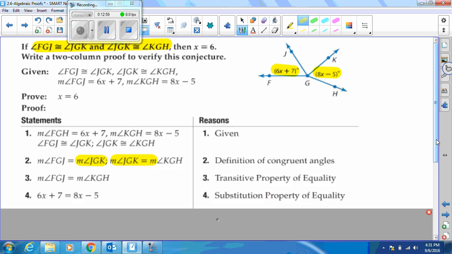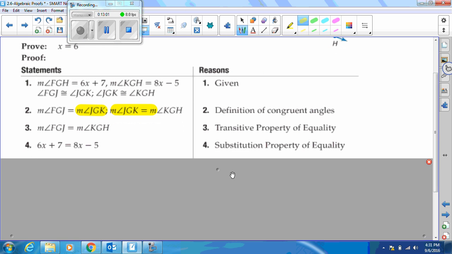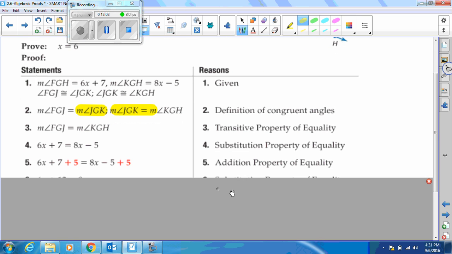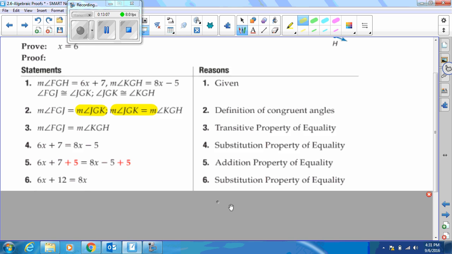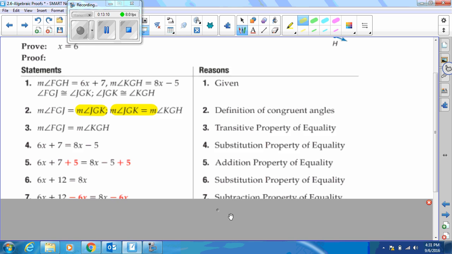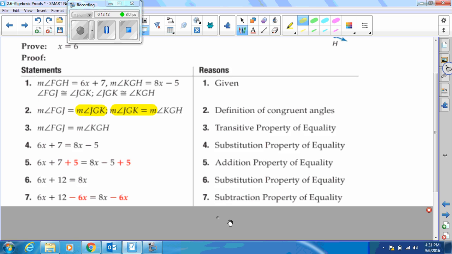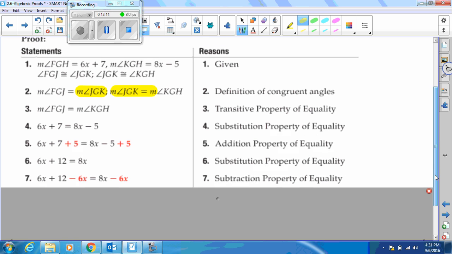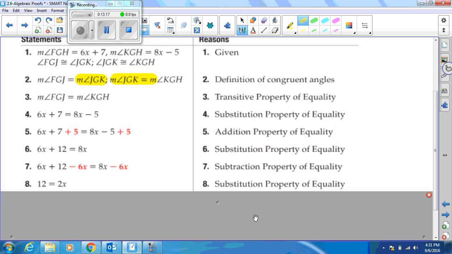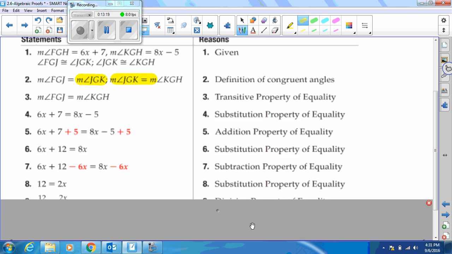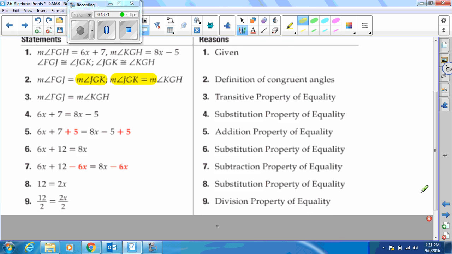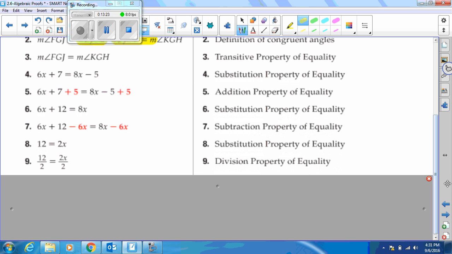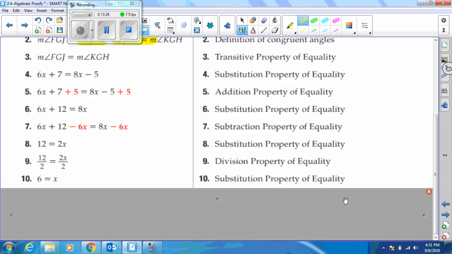6x plus 7 equals 8x minus 5. And now you're going to see we're solving. So we're adding 5 to both sides. So now we have 6x plus 12 equals 8x, and that's substitution. And then we're subtracting 6x on both sides. There's your subtraction, which now they're going to substitute. That gets us down to 12 equals 2x. And then we're going to divide by 2 on both sides. And that gives us 6 equals x using that substitution. Or again, that's the same as simplify.